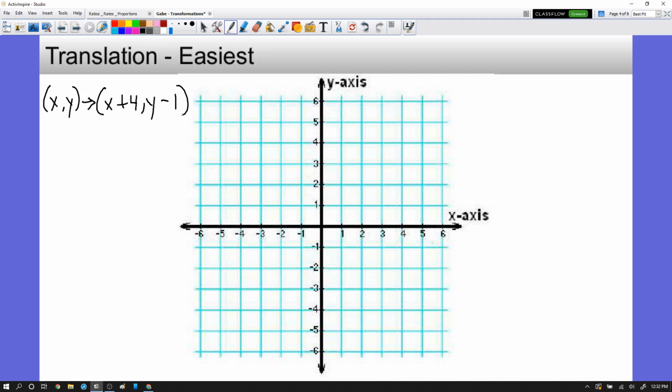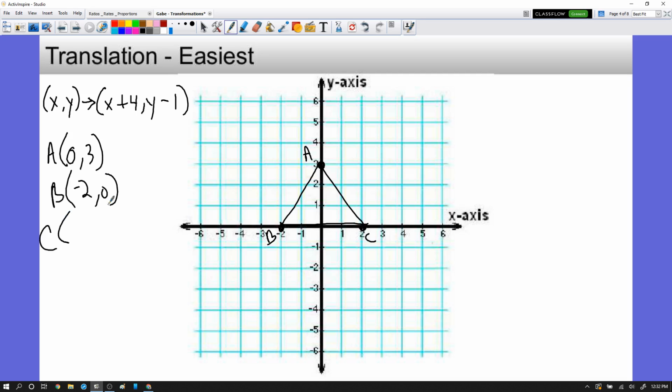Now there's two ways to go about doing that. The first way would be if you had 3 points. Let's just use some simple numbers. A, B, and C. You could take the points of A, B, and C and use the rule. Or you could take the rule and use it on every point on the coordinate plane to double check it. What does that look like? Let's take a look.